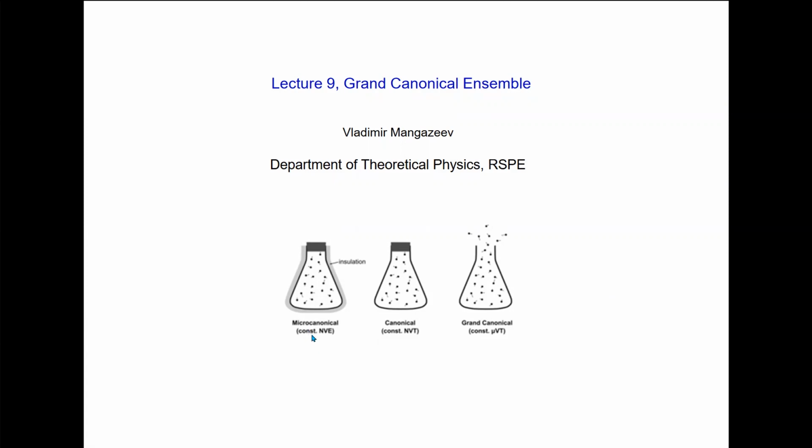So just to remind you of the basic idea, let's look at this picture. On the left, we see what we introduced first, which is the microcanonical ensemble, where the system is isolated and the number of particles, volume, and energy of the system are all conserved. In the middle picture, we see a description of the canonical ensemble, where we relax the condition of constant energy, so the system is no longer isolated, but the number of particles, volume, and temperature are still conserved.